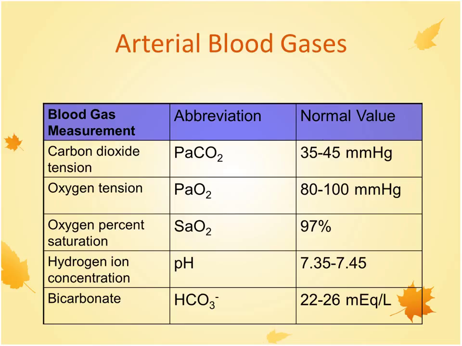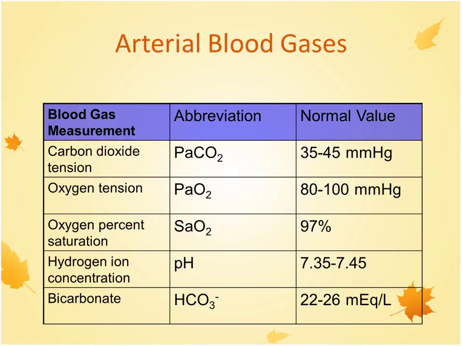So if we have an elevated PaCO2, it's typically indicating that the patient is in respiratory acidosis. If we have an elevated bicarb, that typically means that the patient is in metabolic alkalosis. So that's just a good place to start thinking.